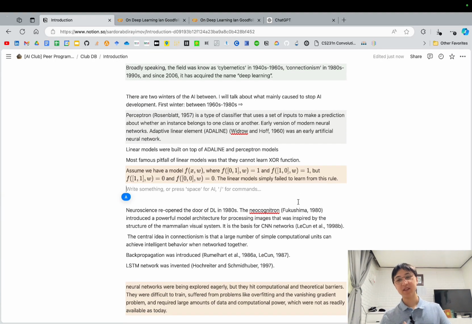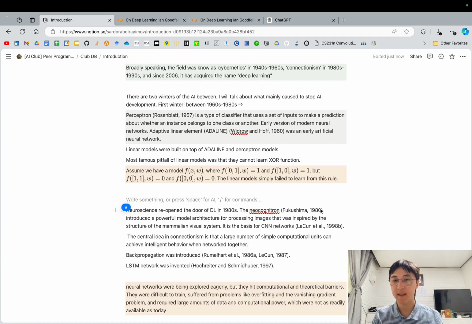After about two decades, neuroscience reopened the door to deep learning. The neocognitron was created by Fukushima in 1980. He introduced a powerful model architecture for processing images that was inspired by the structure of the mammalian visual system. It is also the basis for CNNs, which are used for image classification, created by LeCun et al. in 1998. So neuroscience opened the door to deep learning again.